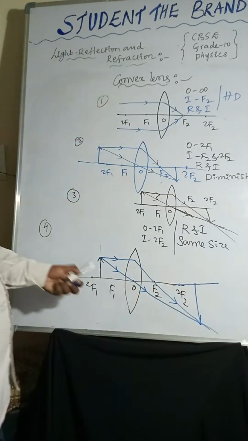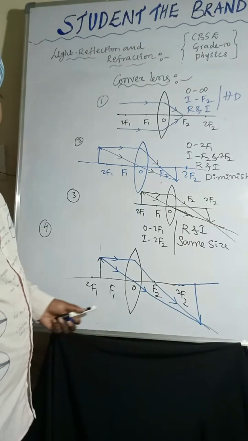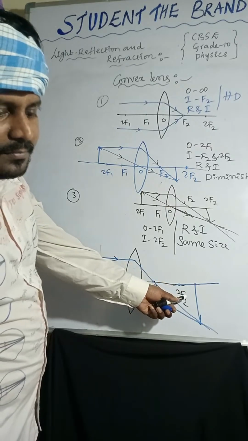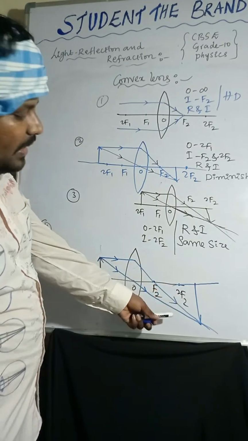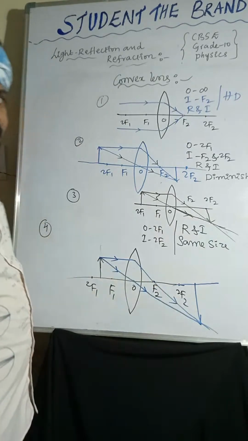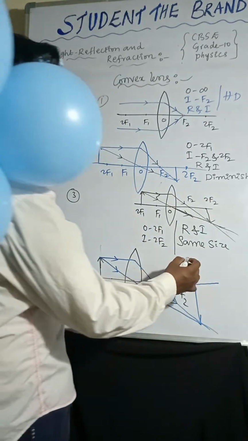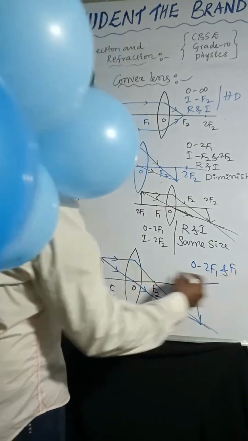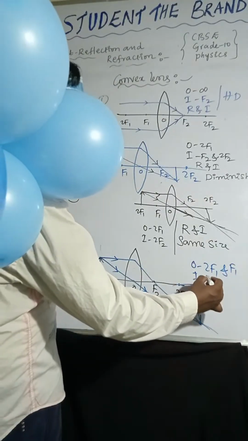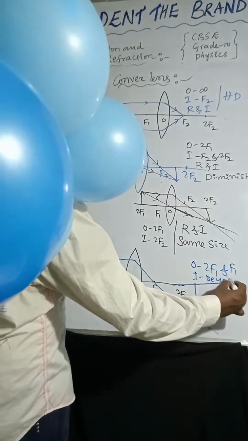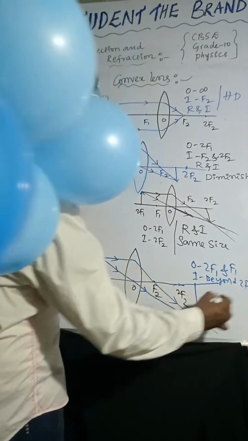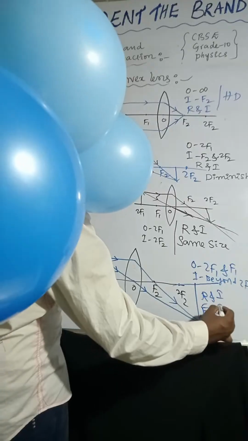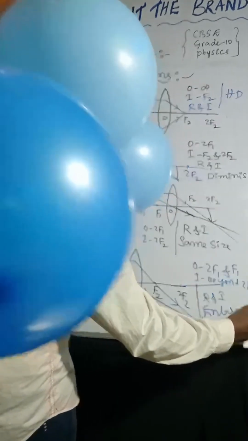Okay. So the object is placed between 2F1 and F1. The image will form beyond F2. Nature of the image is real, inverted and enlarged. Okay.